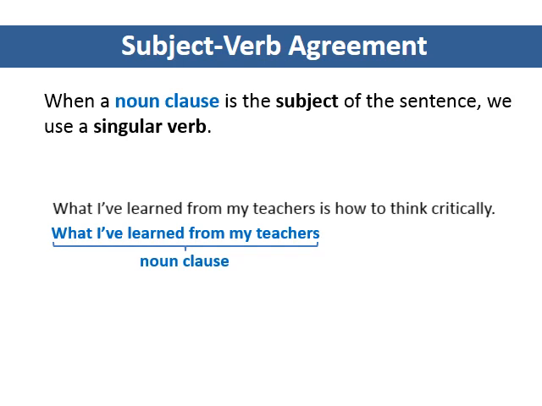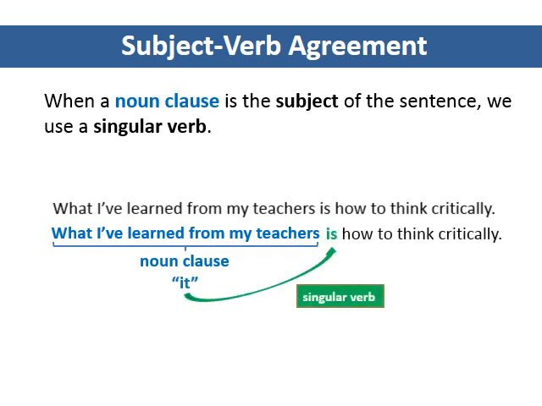When a noun clause is the subject of the sentence, we use a singular verb. Notice how we can replace this noun clause with it. The noun clause functions as a singular subject. We therefore use is so the noun clause and the verb agree.